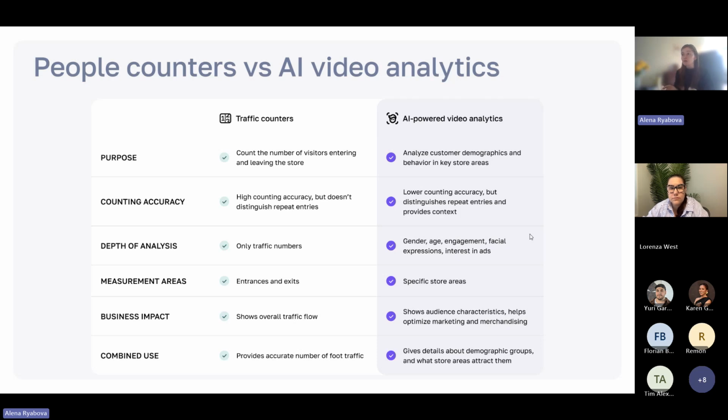And here is the answer: this is just another set of data that you receive. It is not better, not worse. It's just another set of data. With traffic counters there are some pluses and some minuses that you will receive. The same with video analytics. So let's talk about it a little bit.